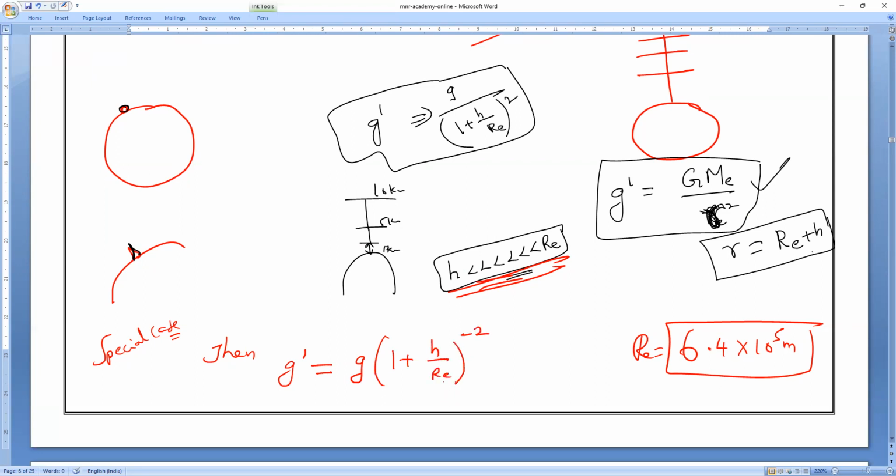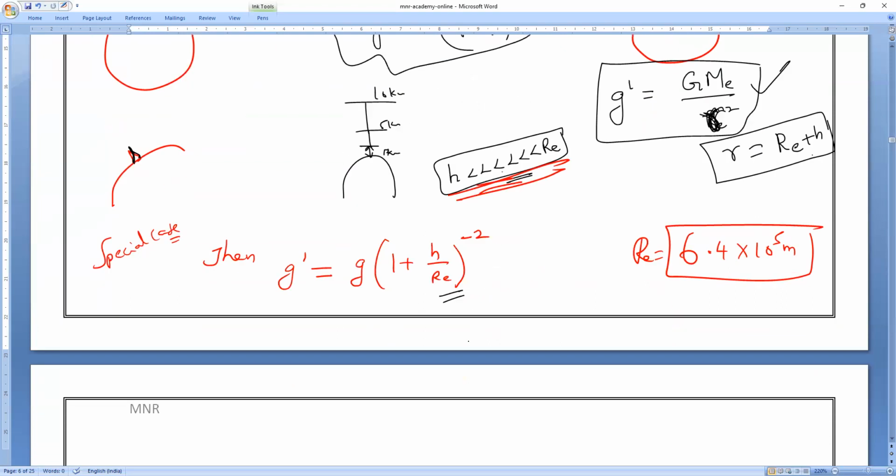But this formula should not be used if H is extremely smaller. This is the more standard formula. So how will it be modified? Observe very carefully. It becomes G into (1 minus 2H divided by RE). This is the formula you have to use where the H value is extremely smaller than the radius of the earth.